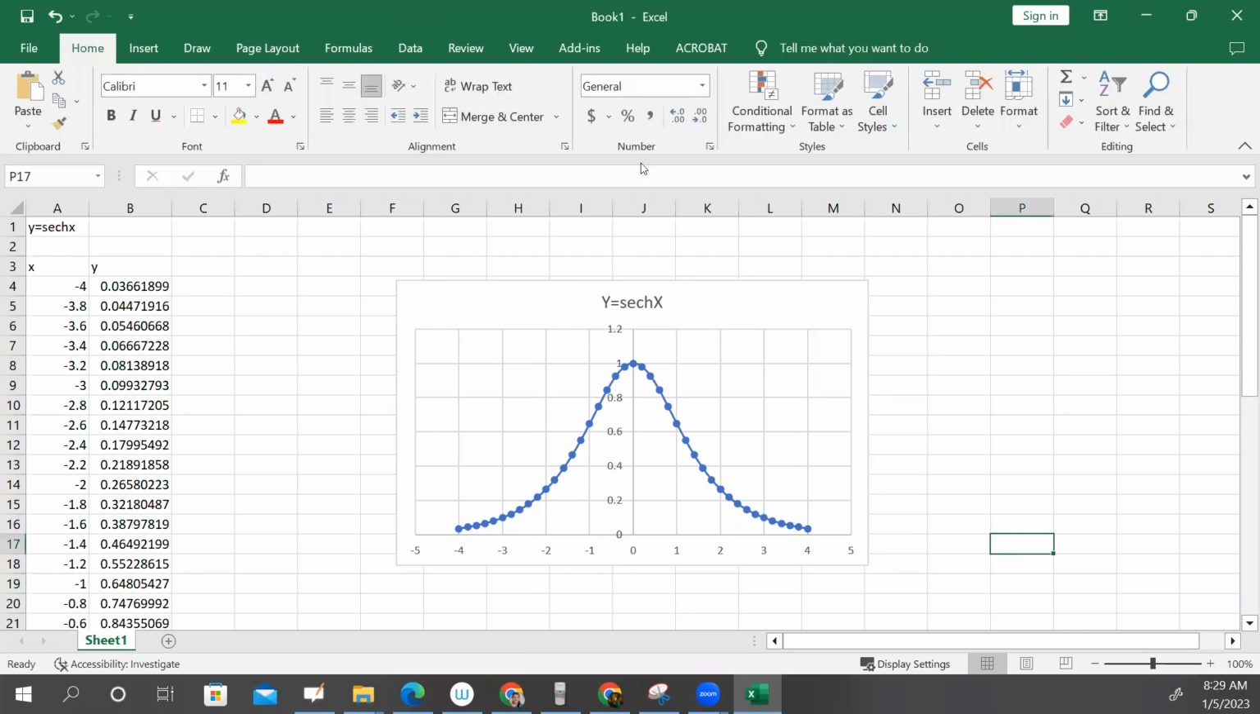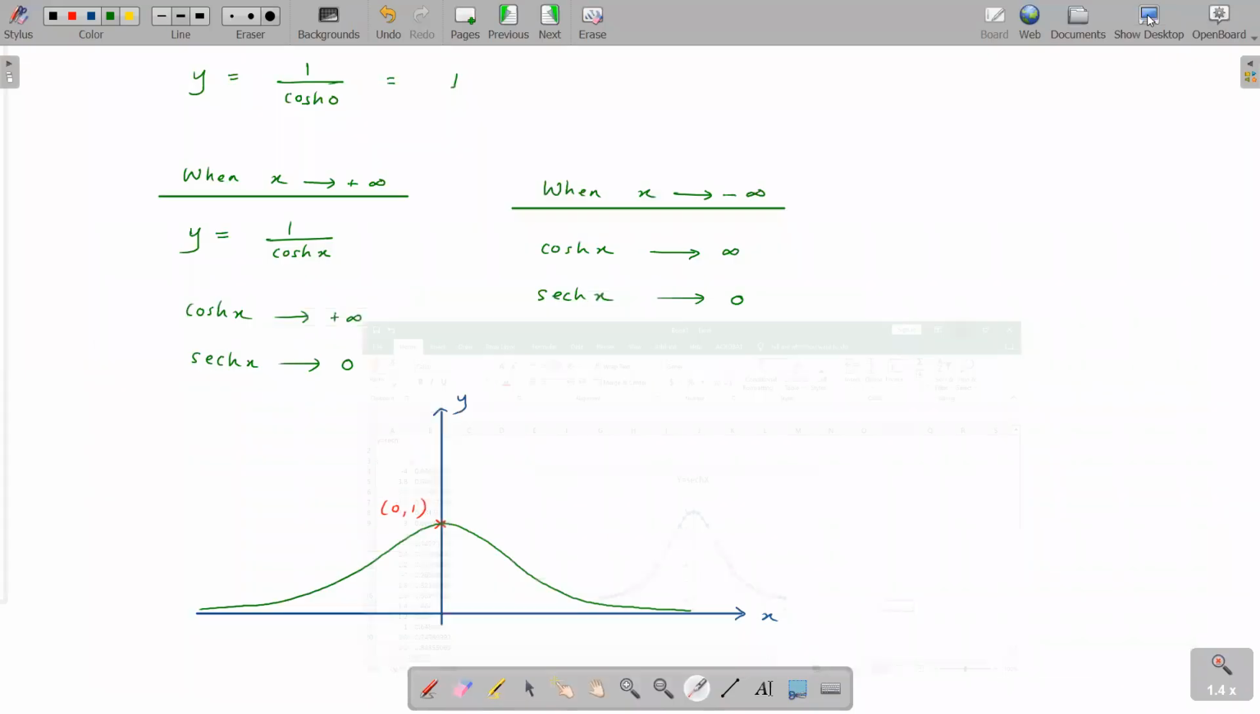Okay, guys, so this is the sech x graph. I hope you can see how the graph looks. You can test more points, right? In order to test whether it will move below the x-axis, you can always test extra points to see how it works. So very easily you can simulate the graph by using Excel. Basically, that's the graph of y equals sech x.